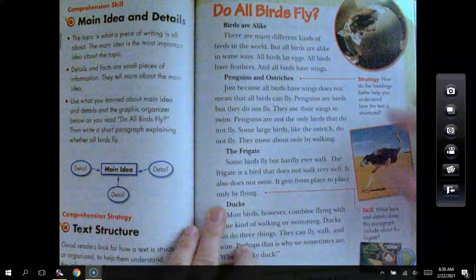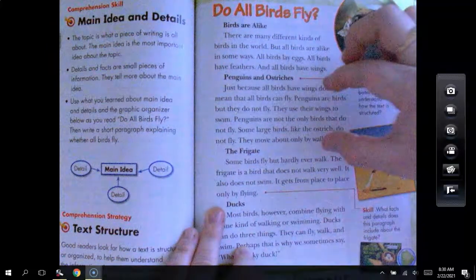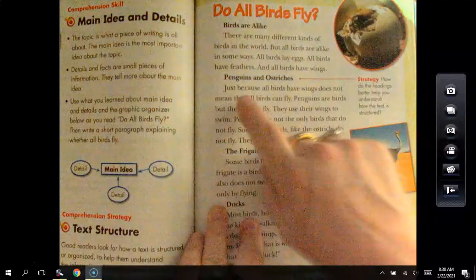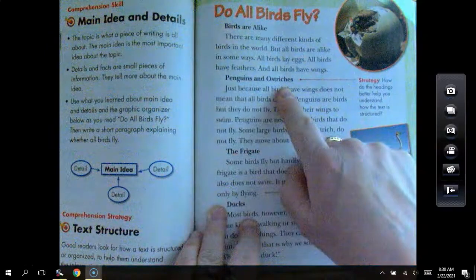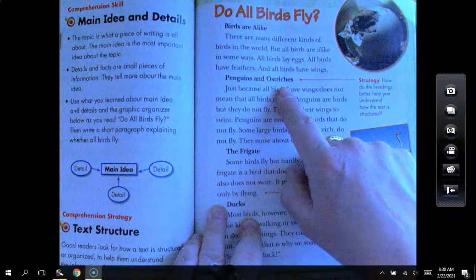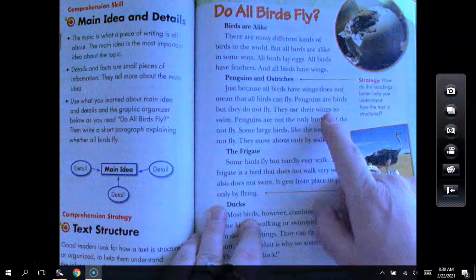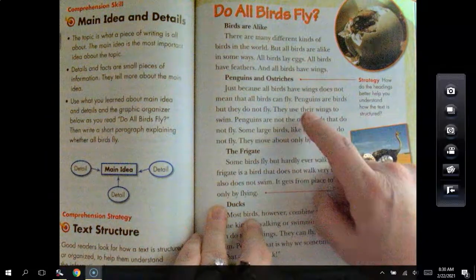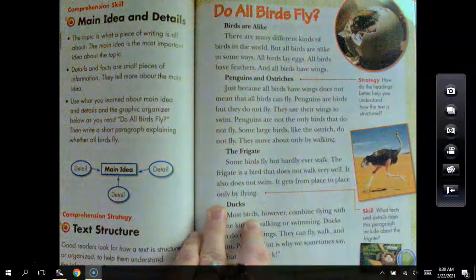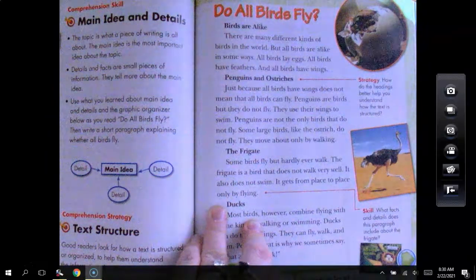So again, boys and girls, if I wanted to, I could take this paragraph because it only talks about penguins and ostriches, and I could find my main idea about how these two birds do not fly, and my details would support, well, if they don't fly, what do they do?